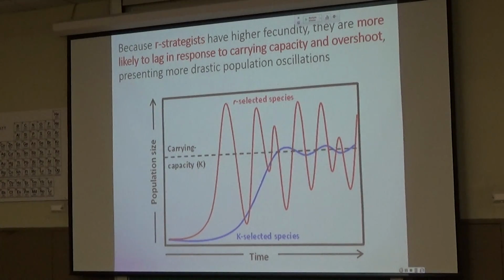Here is a comparison between r and K strategies. You expect that the red curve corresponds to a species with r strategies. They tend to produce lots and lots of offspring at once, so they oscillate tremendously around the carrying capacity. The blue curve represents a K strategist: fewer offspring in any given generation, and it takes longer between generations. So usually they will oscillate a little less around the carrying capacity.